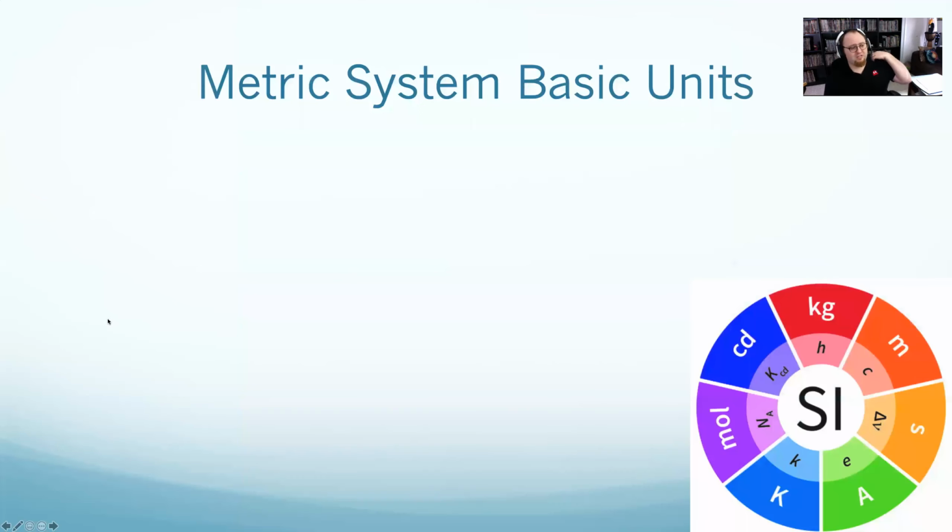So if we're going to use the metric units, let's do what they are. In the metric system, there are 7 base units. All metric units are derived from these 7. And all of these base units are based off physical constants of nature that don't change and so will always be the same.